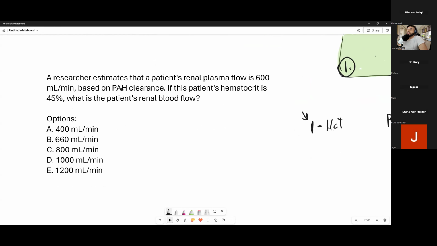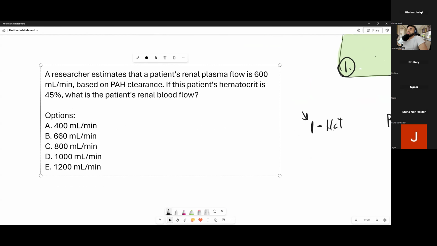A researcher estimates that a patient's renal plasma flow is 600 based on PAH clearance. Let me just tell you, PAH is going to allow us to estimate the renal plasma flow, and it gives us the answer in some kind of flow. So, 600 ml per minute based on PAH clearance. If this patient's hematocrit is 45%, what is the patient's renal blood flow?